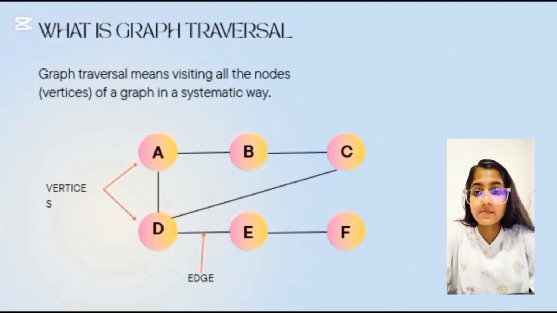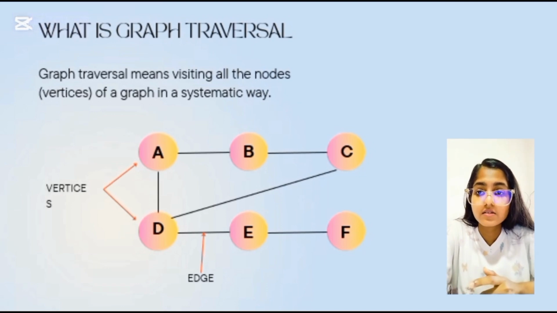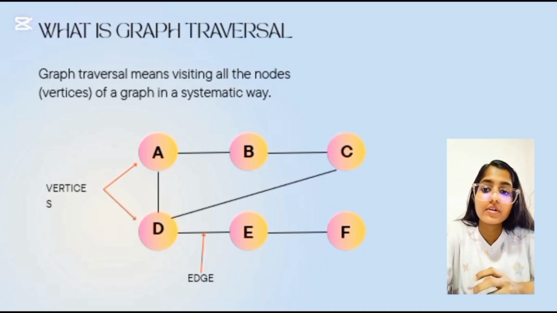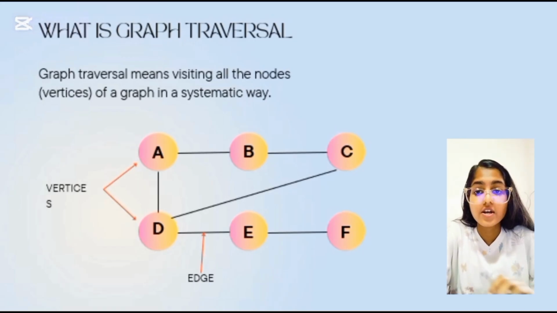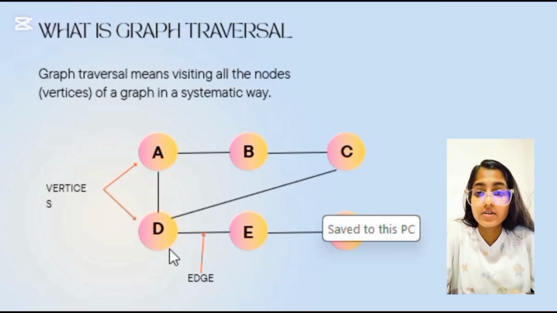First I will explain what a graph traversal is. Graph traversal means visiting all nodes, that means all vertices of a graph, in a systematic way. First of all, I'll explain what a vertex is and what an edge is. This is an example of a simple graph.